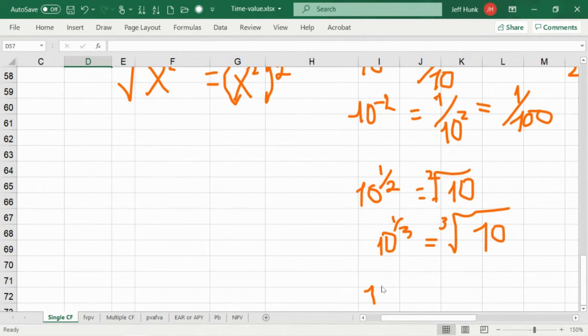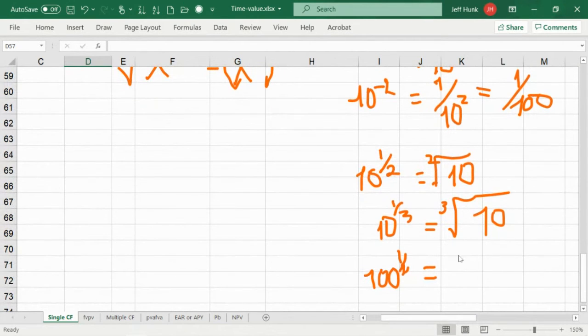You don't have to. You just need to have that logic in your brain, right? But it will be easier to calculate if it is 100 raised to half power. Can anybody tell me what is 100 raised to half power? Well, that's the square root of 100. So what is it? Can anyone tell me?